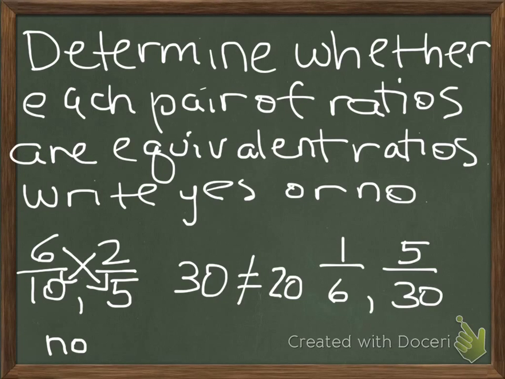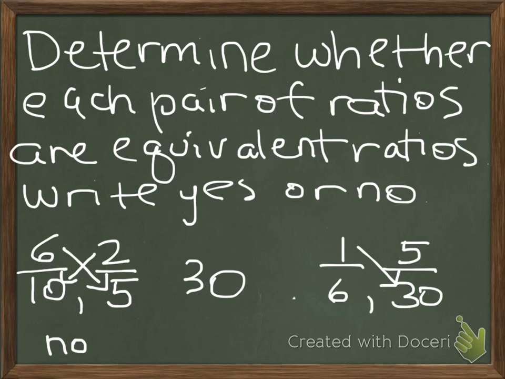So if we try the next one, we're going to multiply 1 times 30, which is 30, and 6 times 5, which is also 30. So we see that 30 equals 30 in this case, so we would say, yes, these two ratios are equivalent, or they form a proportion.